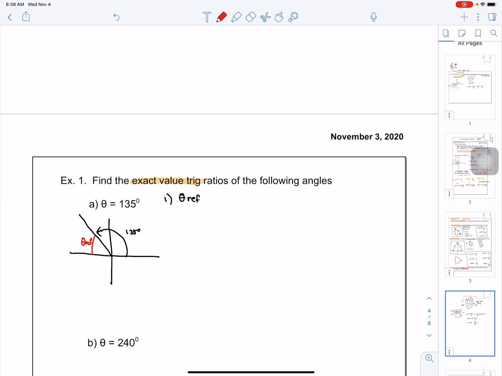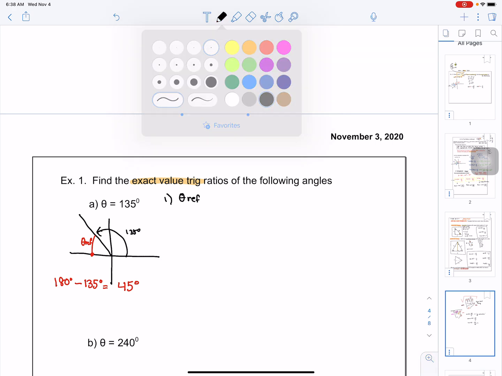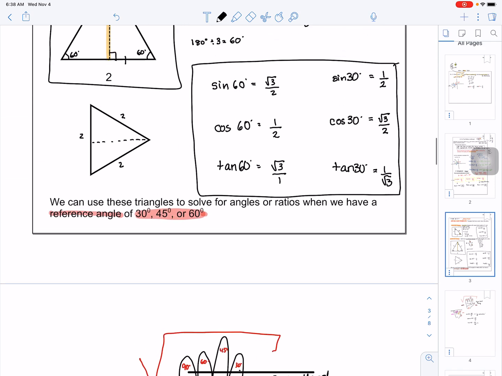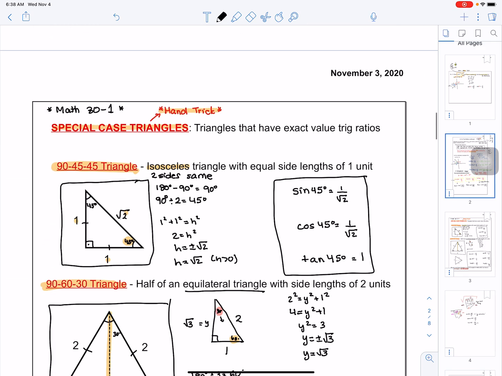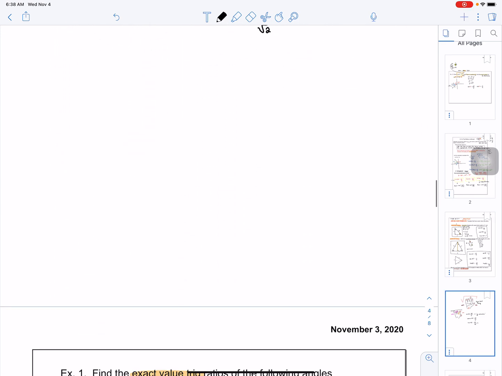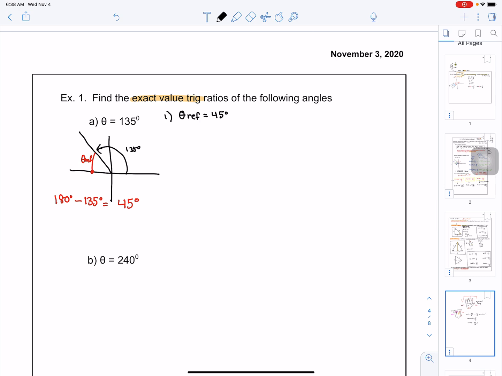So what I'm going to do is I'm going to take 180 degrees, which is going all the way to the line, and subtract off the 135 degrees I've already traveled, and I get left with 45 degrees. So that's my reference angle. So once you know your reference angle, you're going to locate either the reference triangle that matches with that one, which is in this case the 45-degree triangle, or you're going to locate your 45-degree finger. So I'm going to do this using my fingers. So I'm going to just show it in step 2.